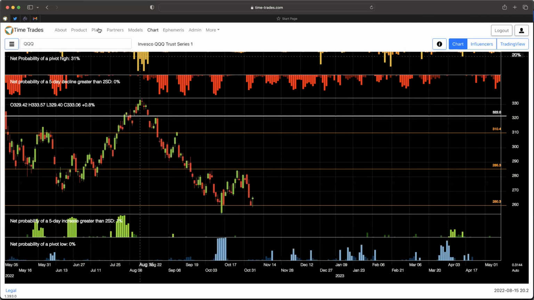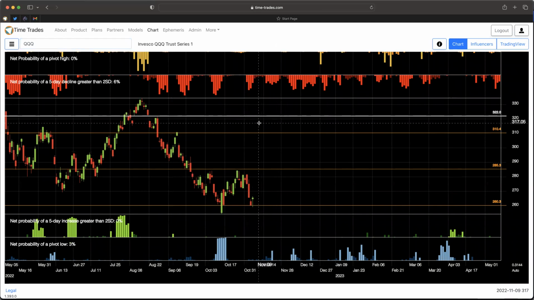Let's start with the Qs in Time Trades. So this is the Time Trades web application. And what we're seeing here is a bit of a relief on the down pressure in this little hollow here.